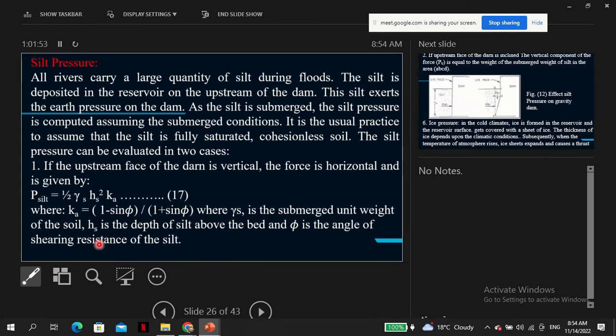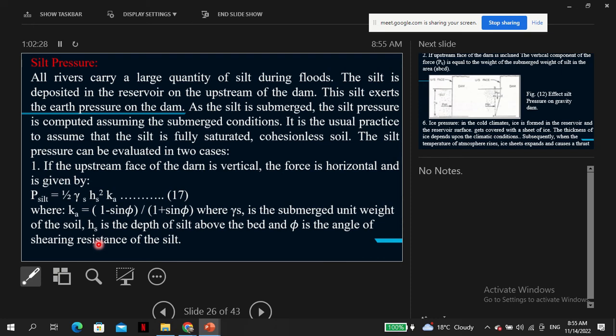Then we have the silt pressure. All rivers carry a large quantity of silt during floods. The silt is deposited in the reservoir, of course, on the upstream of the dam. This silt exerts earth pressure on the dam. As the silt is submerged, the silt pressure is computed assuming the submerged condition. It is the usual practice to assume that the silt is fully saturated, cohesionless soil.